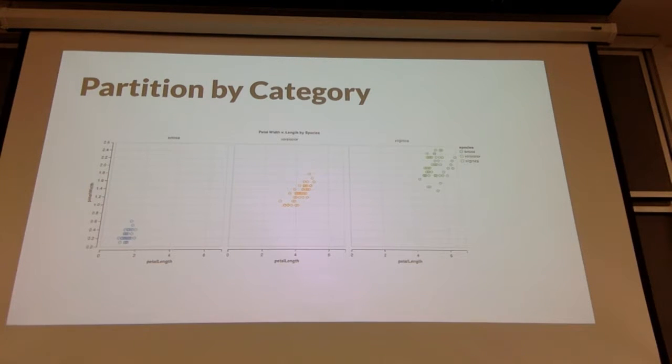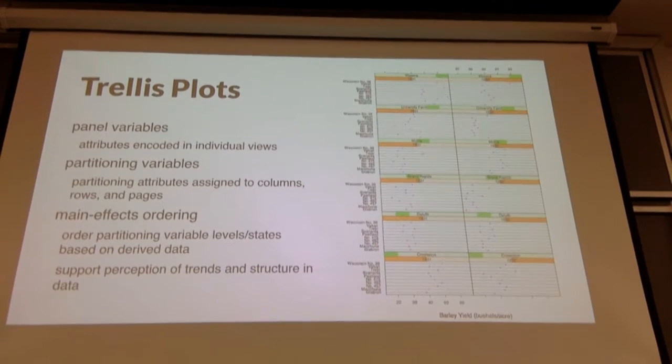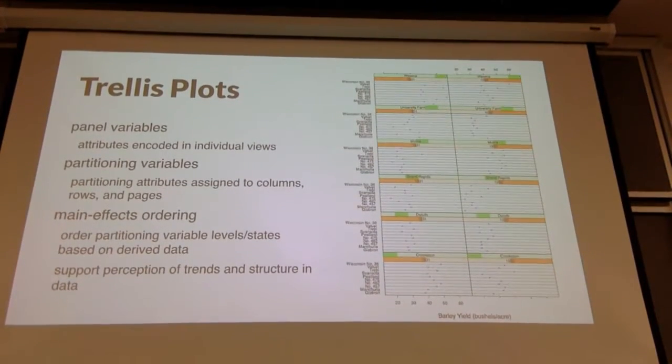This is a simple partition by category where we have this iris data set that is well known for machine learning, the iris toy data set. And this is separated by these 3 different species here. And then we talked about Trellis Plots, which are a formal, specific way of thinking about these partitions.